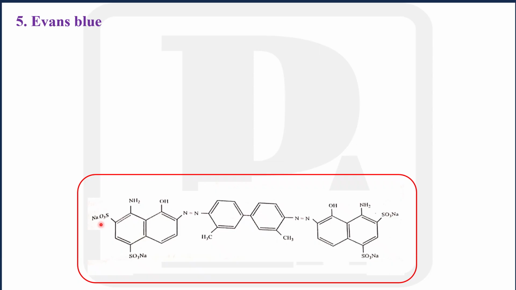So how many changes? 4 changes. Extra 2 methyls and amino and sodium salt or sulfonic acid. Actually they are present in these 2 positions. They are moving to these 2 ends. And this is occupied by hydroxy groups and 1 more sodium salt or sulfonic acid. So that is Evans blue.